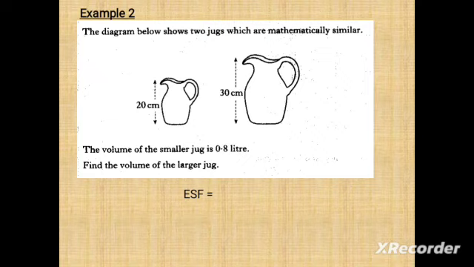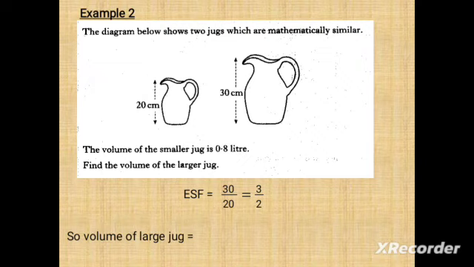So we are going to find the scale factor because we are told they are similar. We compare their lengths, we get the ratio. So this will be 30 over 20, that will be 3 over 2 as the scale factor. And we have been asked to calculate the volume of the large jug. To get the volume of the large jug, that is where we compare the volume and the scale factor, because we cannot use the linear scale factor to find the volume.